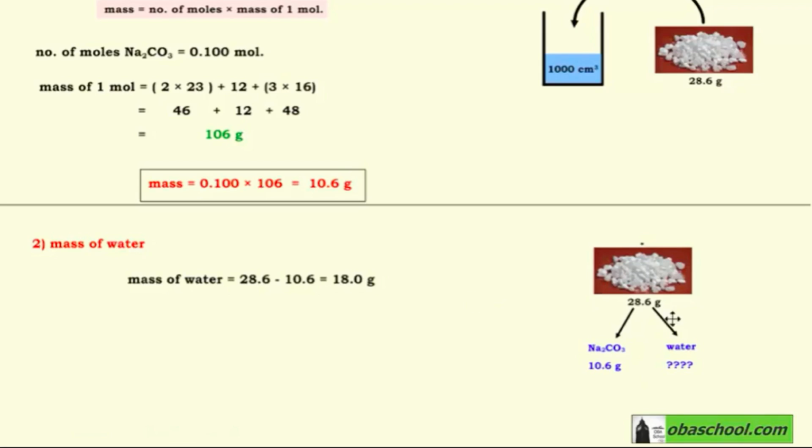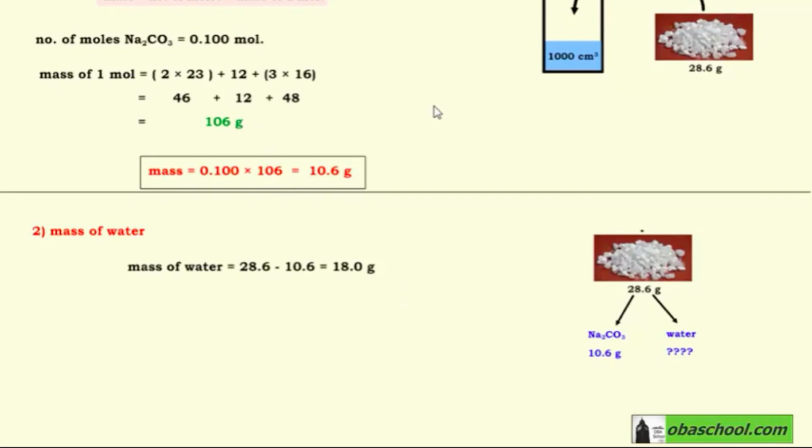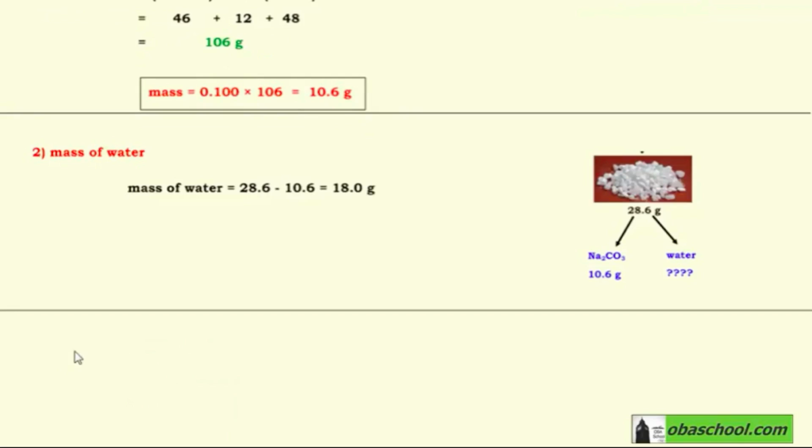So now I have the mass of water and the mass of sodium carbonate. I have to find N. We have this formula right here. As you can see, N is unknown. So how to find the number of moles of water? The mass of water is already calculated above. It is 18 grams. So I know that the mass of water is 18 grams.